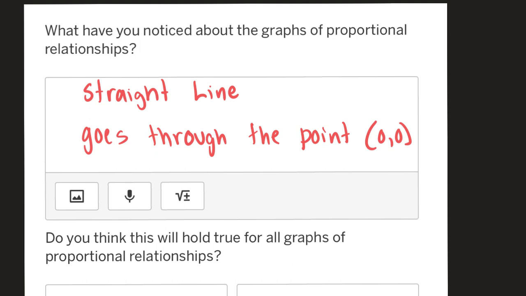Do you think that's going to be true for all proportional relationships or just the ones that we saw? I'm going to let you decide that. I think that you can figure that out.